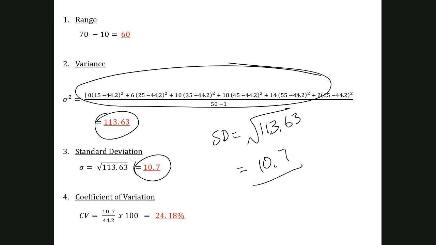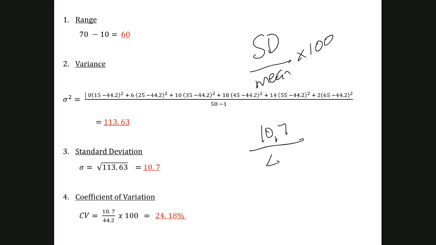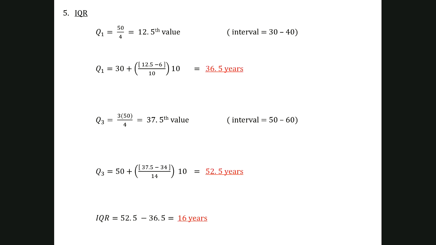Then your coefficient of variation is calculated as your standard deviation over the mean, multiplied by 100. So your standard deviation is 10.7 and your mean is 44.2, and multiplied by 100 that gives you 24.18 as your coefficient of variation. So that's your range, variance, standard deviation, and so on.